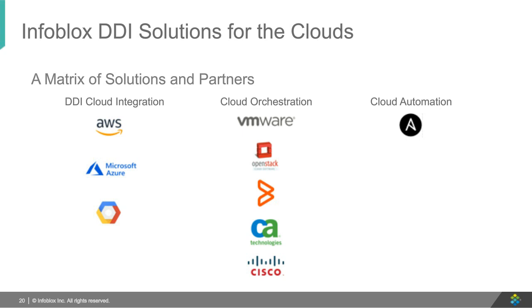The Ansible group at Red Hat also added the NIOS DDI solution within Ansible automation tools, so you can do rapid automation across a data center and across clouds. And this list will continue to grow. And working with partners is actually just part of what we do.